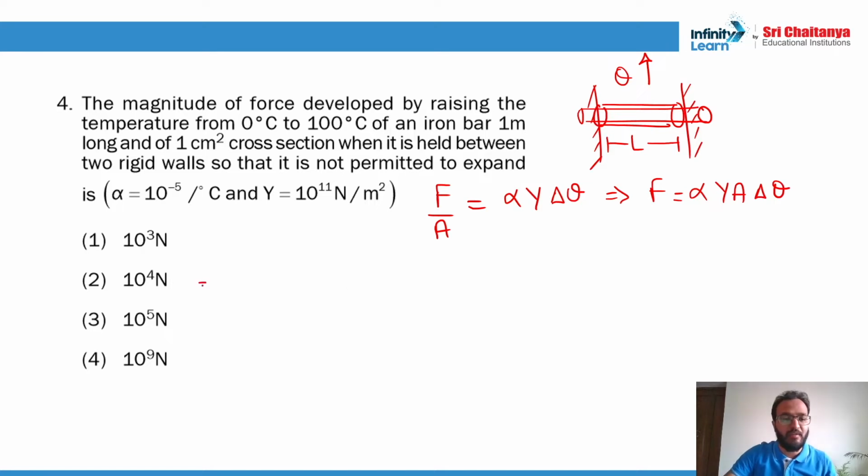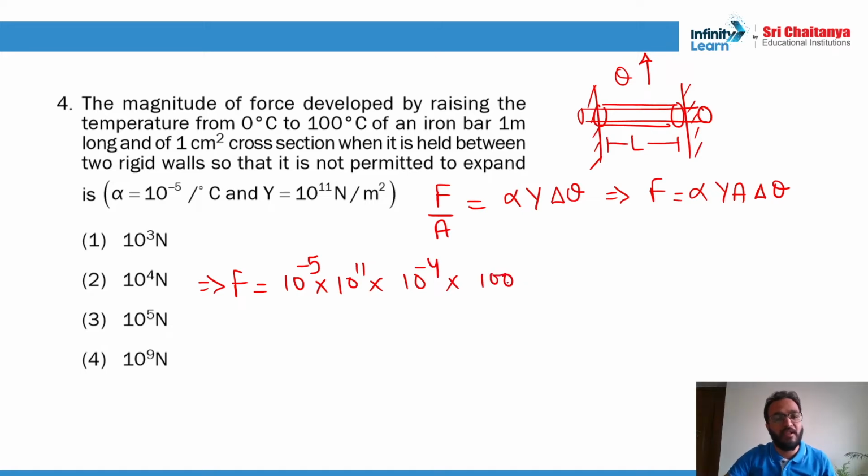Now let's put the values. What is alpha? 10 to the power minus 5. What is Y? 10 to the power 11. What is area? 10 to the power minus 4, because it is centimeter square, into delta theta, that is change in temperature, is 100. So I suppose it will be 10 to the power 4 Newton.